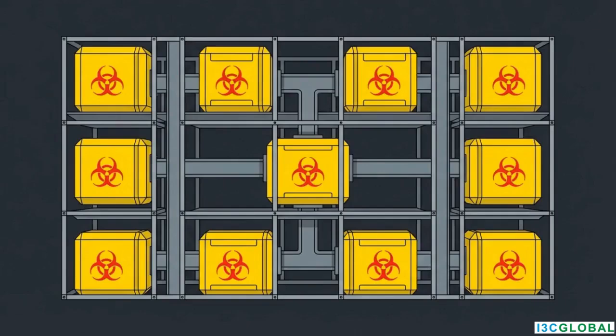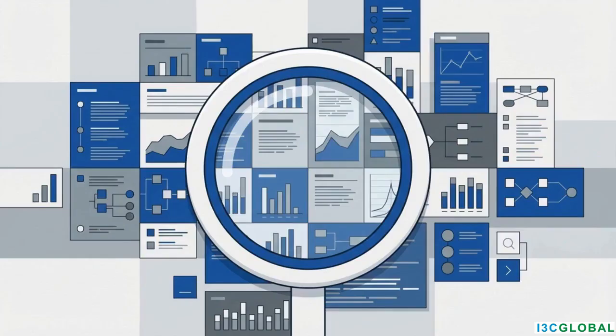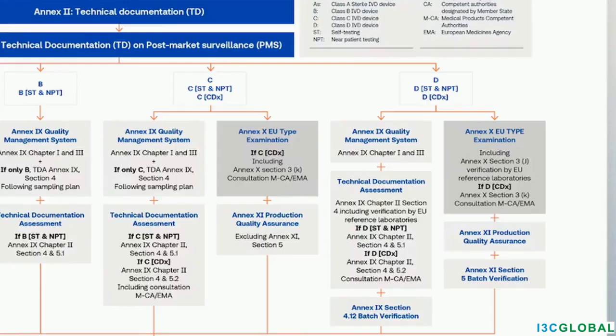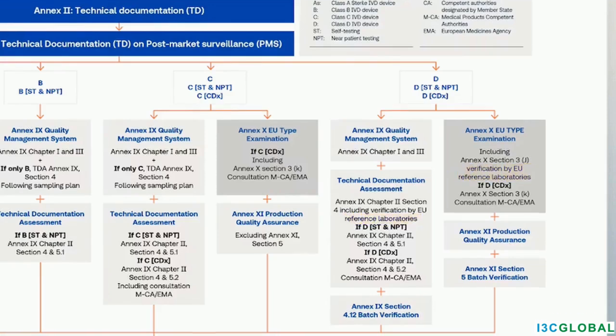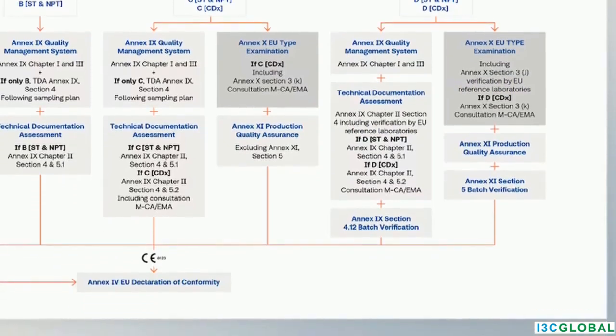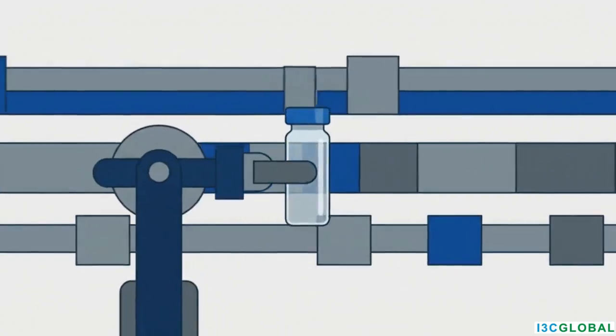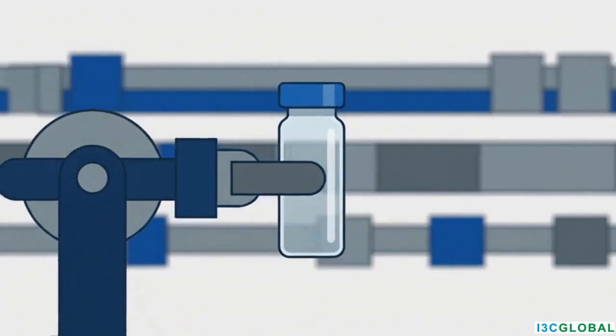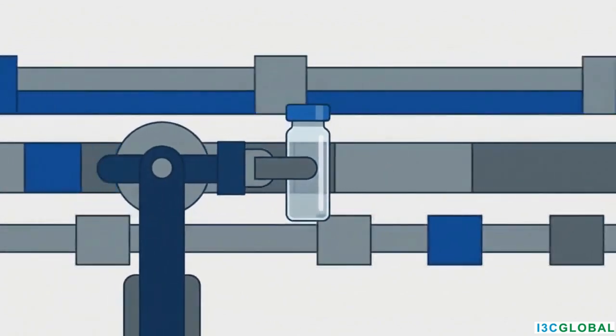Class D represents the highest risk level, covering tests for life-threatening diseases like HIV or hepatitis. These devices are subject to the most intense scrutiny in the framework. The Class D pathway mandates that device performance be independently verified by EU reference laboratories. Furthermore, the notified body must perform strict verification on every batch of product before it can be shipped. For these high-risk categories, scrutiny shifts from manufacturing quality processes to the core science of the device itself.